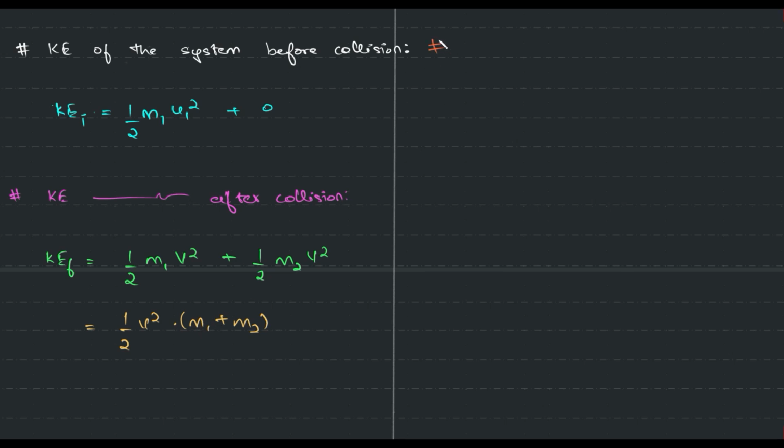Now, change in kinetic energy. So basically, change in kinetic energy is equal to kinetic energy final minus kinetic energy initial. So final is half v square times m1 plus m2, minus half m1 u square. Okay. So simplification we can do.